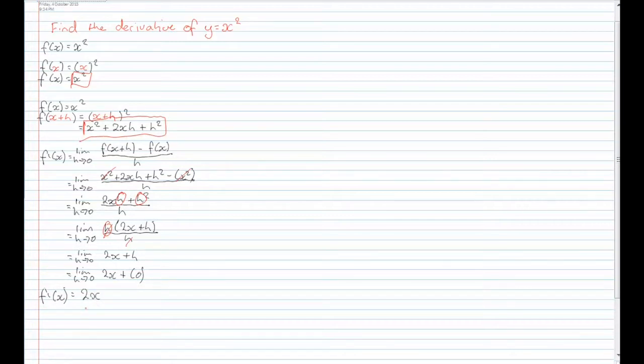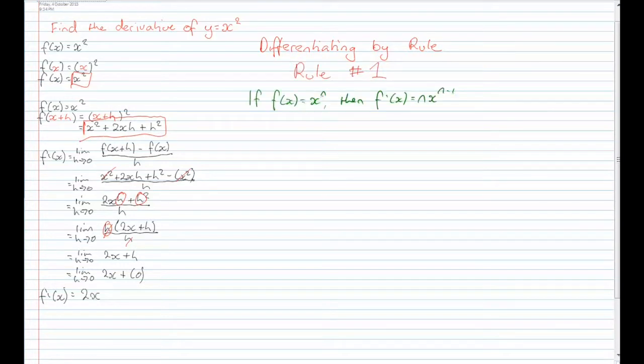The good news is that I am now going to show you how to do this in a much faster and easier way. Differentiating by rule. Rule number 1. If f of x is equal to x to the power of n, then f dash of x is equal to n times x to the power of n minus 1.